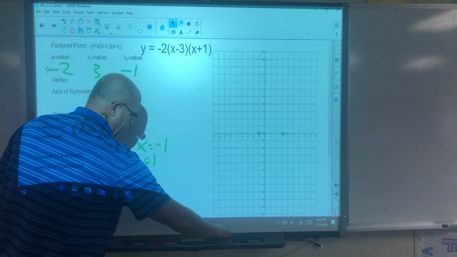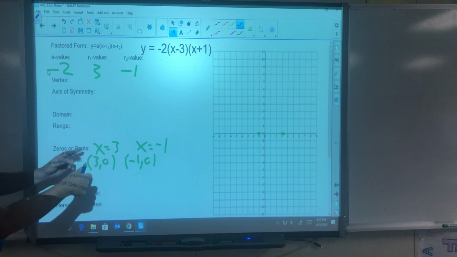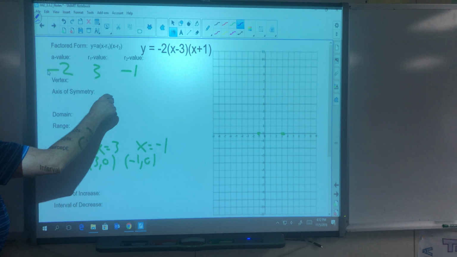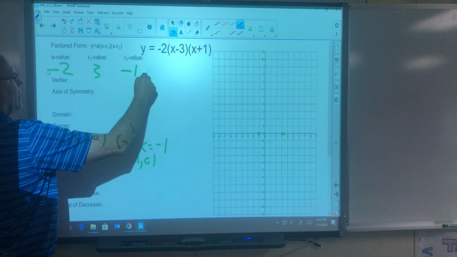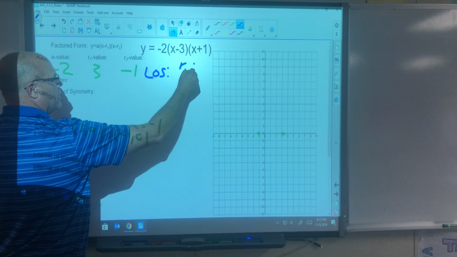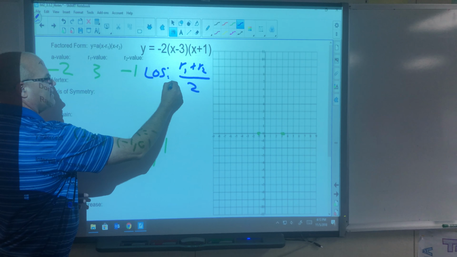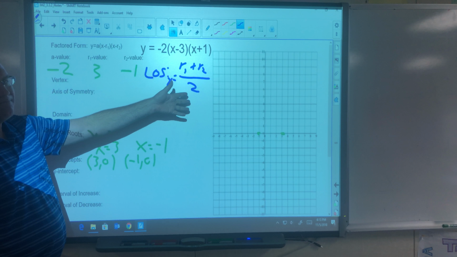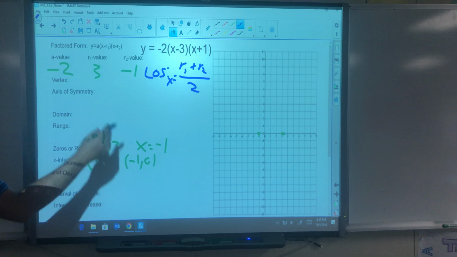The other way you can think of this is you're trying to find the average of the zeros, or the roots. So if you need a formula to find the axis of symmetry, I'm going to say LOS for line of symmetry. It's going to be root 1 plus root 2, and there are two numbers we're adding, so we divide by 2. Okay? I don't really care if you memorize this formula. This would be x equals this. Just remember, you just average the zeros, and that gives you the line of symmetry.